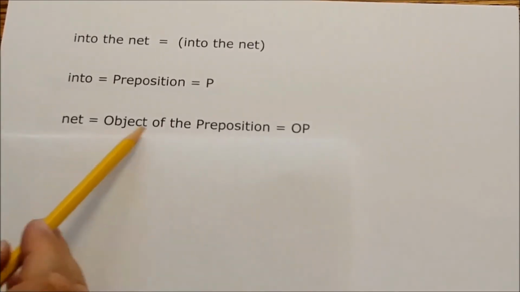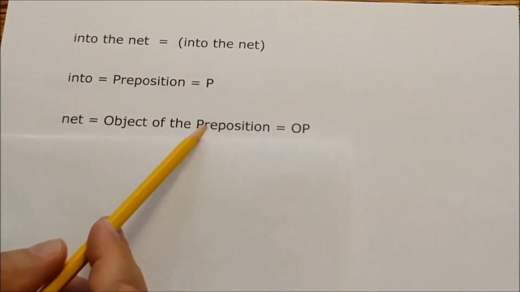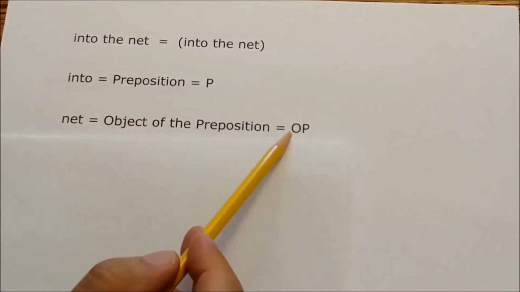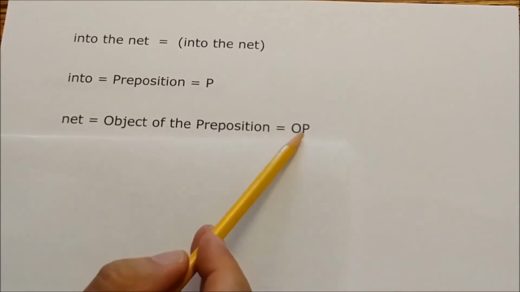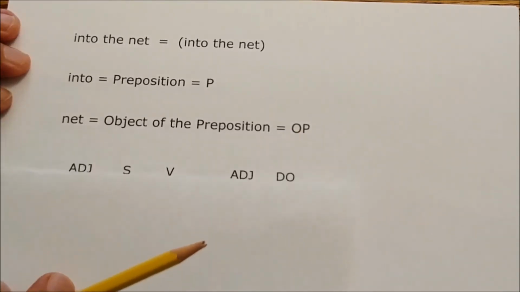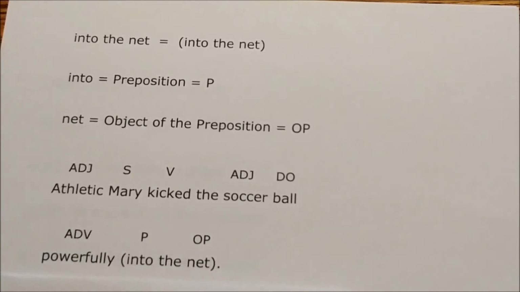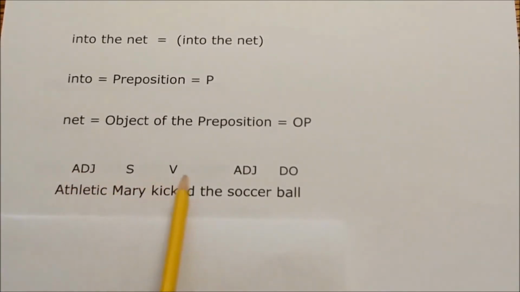Net is the object of the preposition. It sort of receives the action of the preposition. And we're going to denote that by OP, object of the preposition. So if we take a look at this sentence, the first part of the sentence is very much the way we've said it so far.